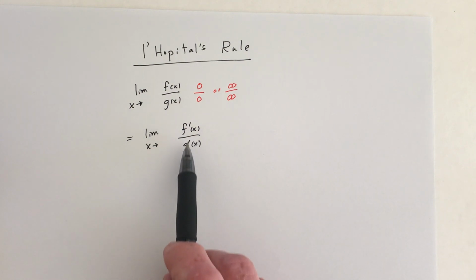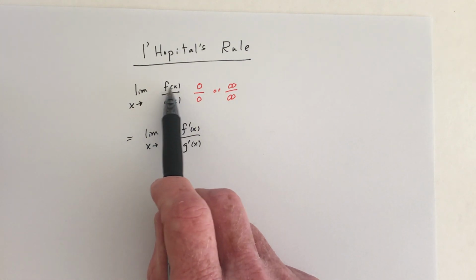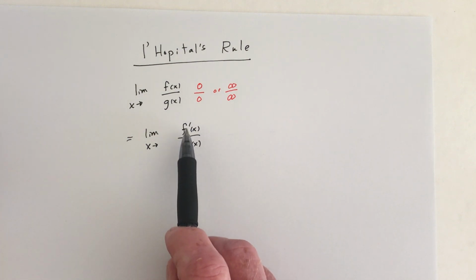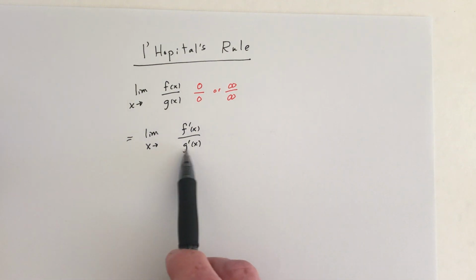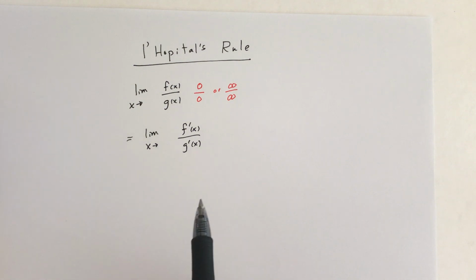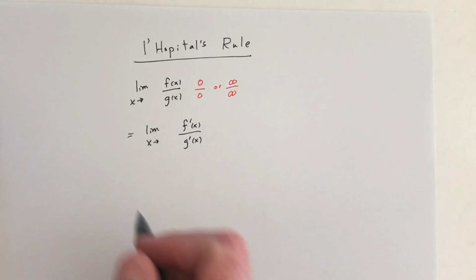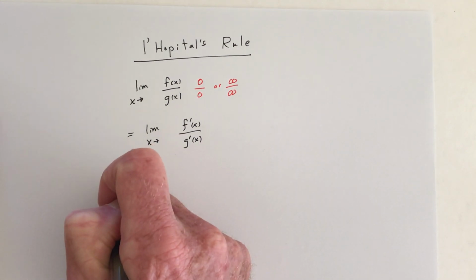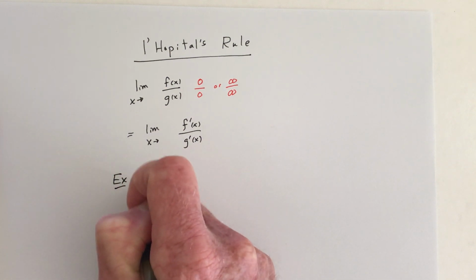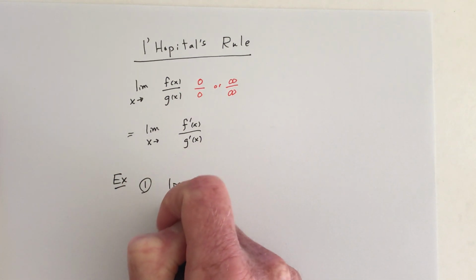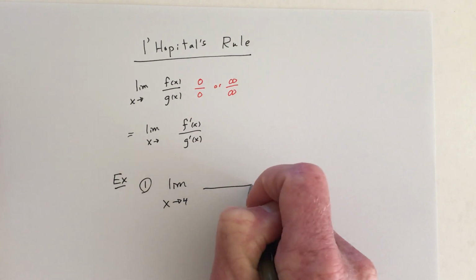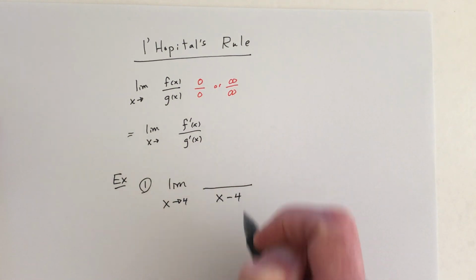Notice this is not the quotient rule. It's just saying how fast is this function going? That's the derivative. How fast is this function going? That's the derivative. So that's L'Hopital's rule. And then let me show you a few examples with that. So for example number 1, if you have the limit as x approaches 4, and on the bottom, I'm going to put x minus 4.